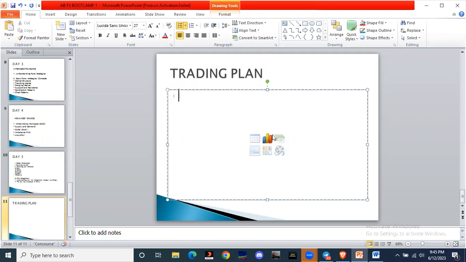So what will help you to keep your head cool? What will help to checkmate all of these trading emotions and all of these excesses and stupidity while trading is a trading plan. So I'm going to list examples of how you can set a trading plan.